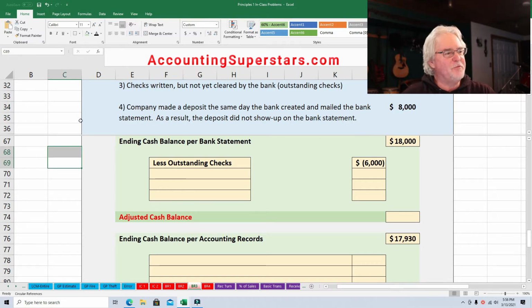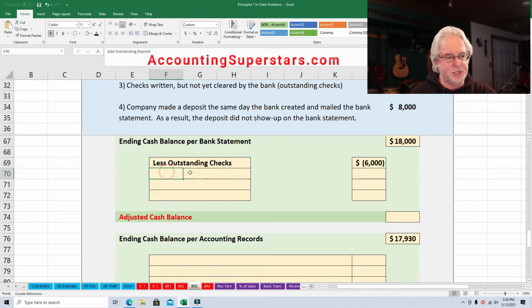Coming down to number 4, folks. The company made a deposit the same day the bank created and mailed the bank statement. As a result, the deposit did not show up on the bank statement. So this $8,000 here, this is an amount that the bank didn't know about, at least at the time of the statement. So we're going to put it up here in the top section of the bank reconciliation, add outstanding deposits, because this is something the bank didn't know about at the time.